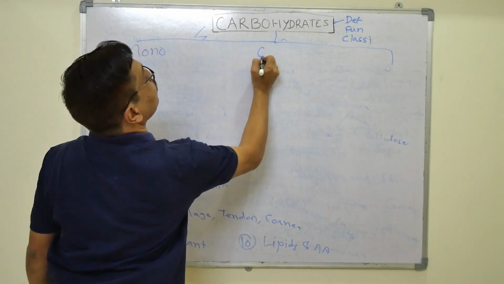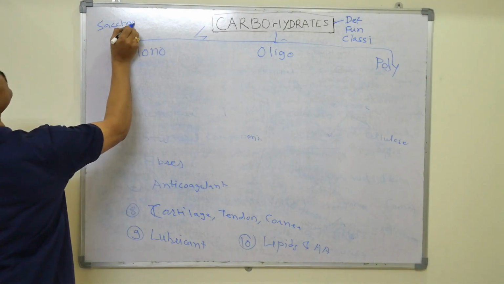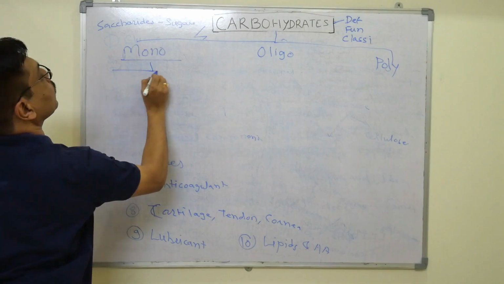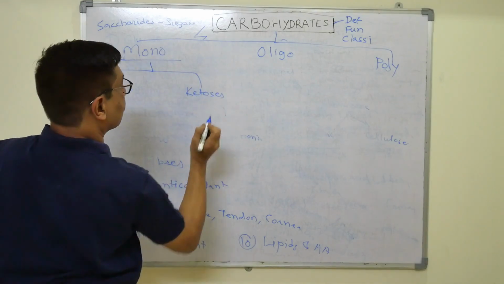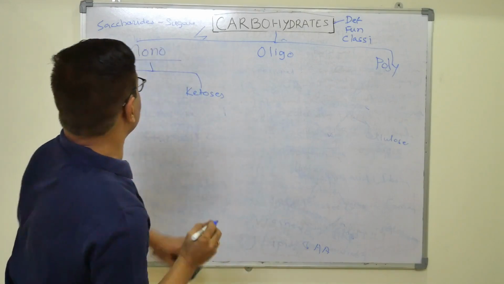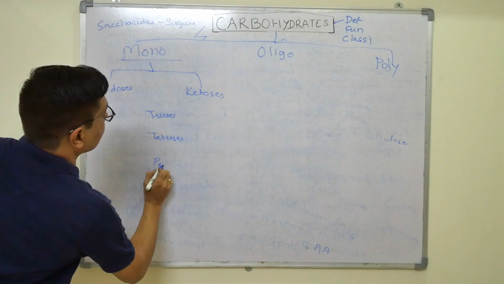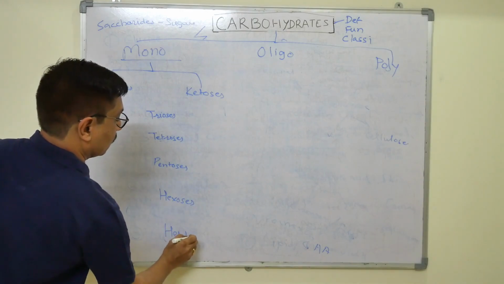Saccharide is the Greek word for sugar. They are classified as monosaccharides, oligosaccharides and polysaccharides. Monosaccharides are the simplest form of sugar and cannot be further hydrolyzed. Depending on the functional group, they are further divided into aldoses and ketoses. Depending on the number of carbon atoms, they are classified into trioses, tetroses, pentoses, hexoses and heptoses.